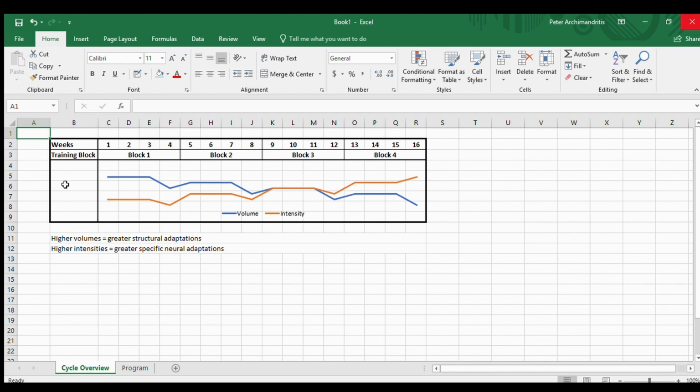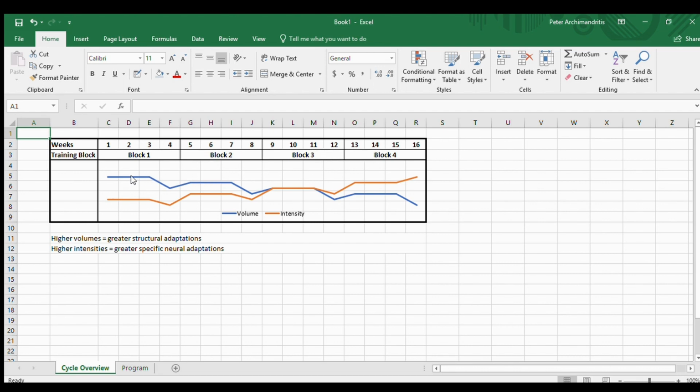So first on this sheet here we have basically an overall picture of the training cycle. So assuming we have 16 weeks for this cycle, it could be longer or shorter, but this is just one example. And we're going to create a training cycle over those 16 weeks in order to peak at this 16-week mark. So I've split these 16 weeks here into 4 distinct training blocks. Each of them are 4 weeks long.